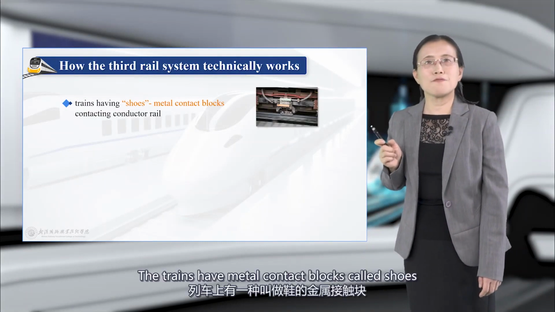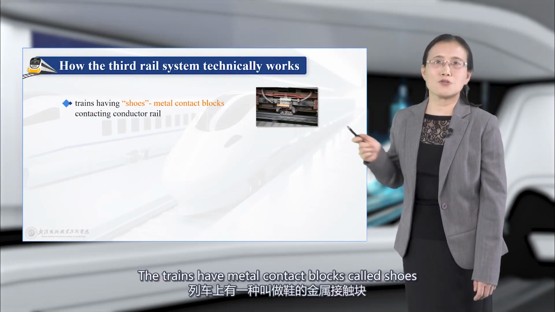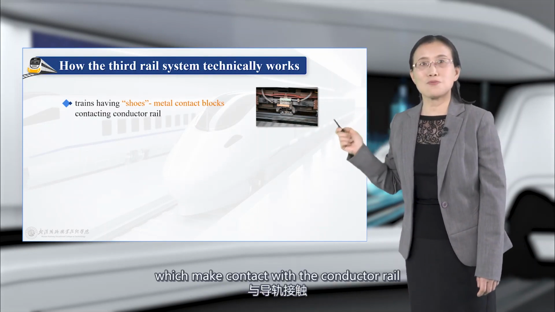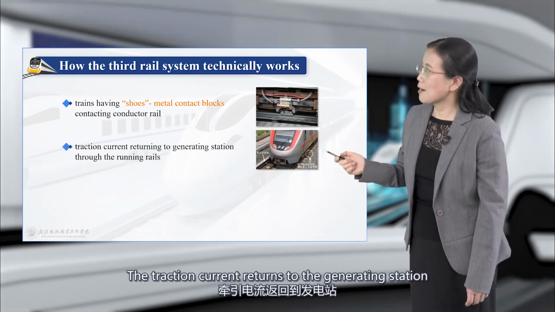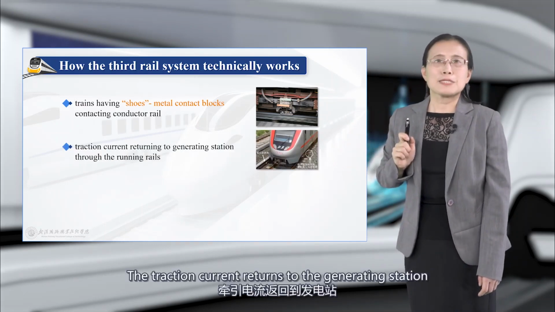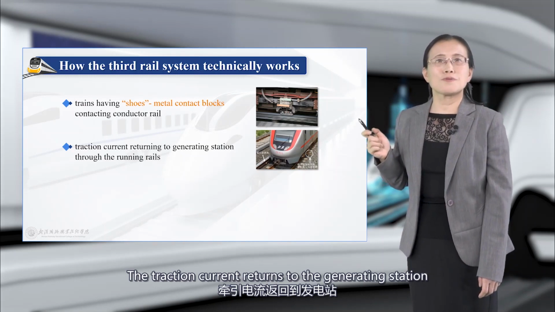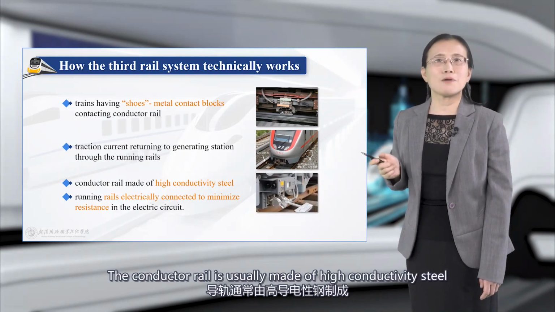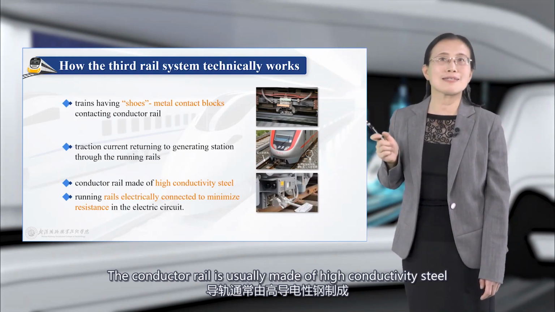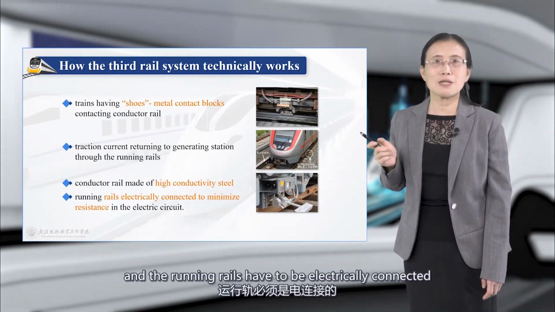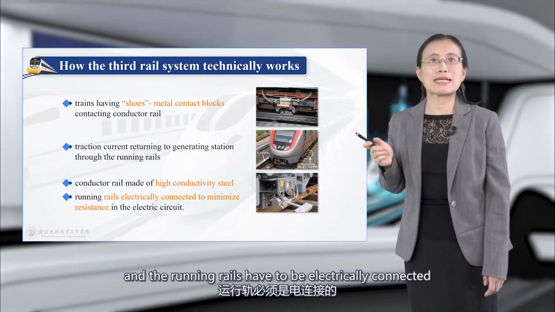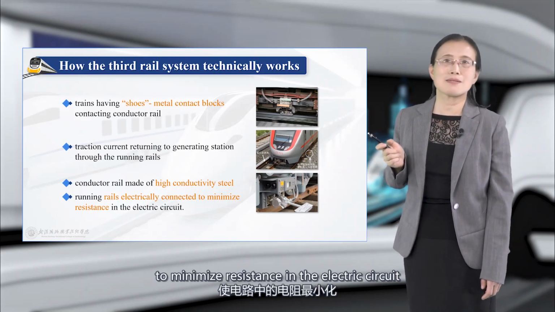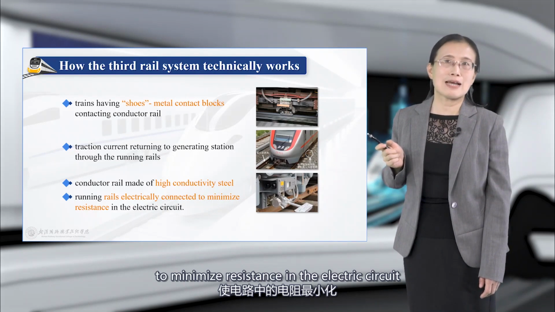The trains have metal contact blocks called shoes, which make contact with the conductor rail. The traction current returns to the generating station through the running rails. The conductor rail is usually made of high conductivity steel, and the running rails have to be electrically connected using wire bonds or other devices to minimize resistance in the electric circuit.